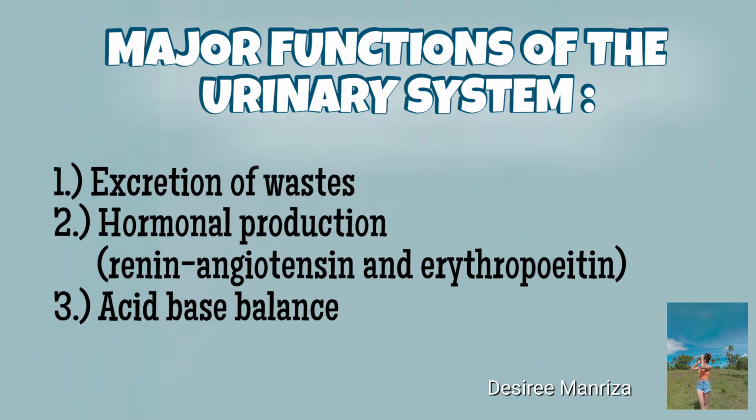Its major functions are to excrete waste, hormonal production, renin-angiotensin and erythropoietin, and acid-base balance. So, in general, they are cleaning the solid waste from our blood that is going to be left in our body as urine or ihi. So, that's the major function of our urinary system.